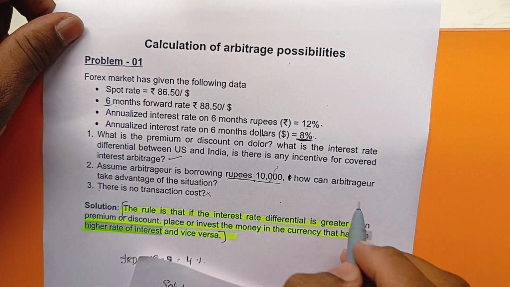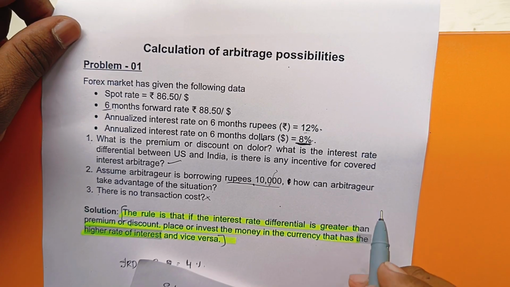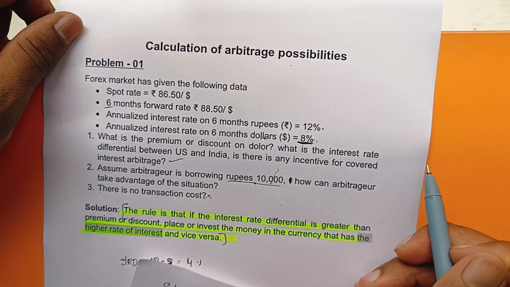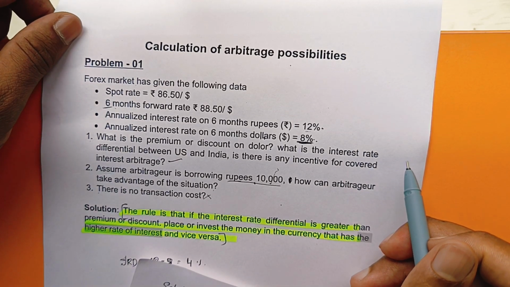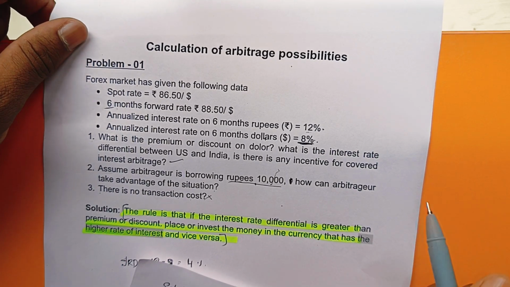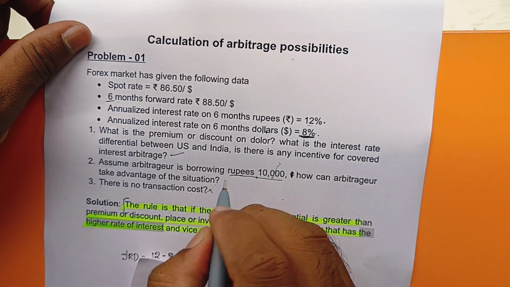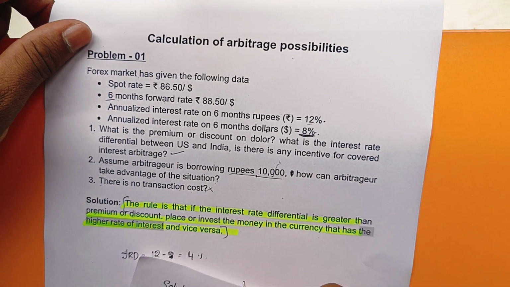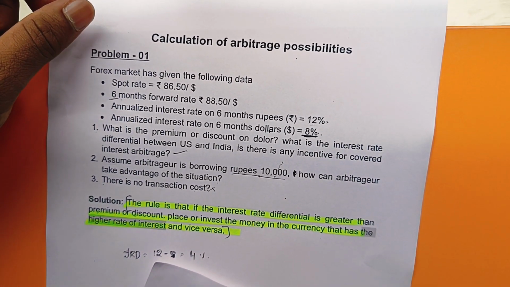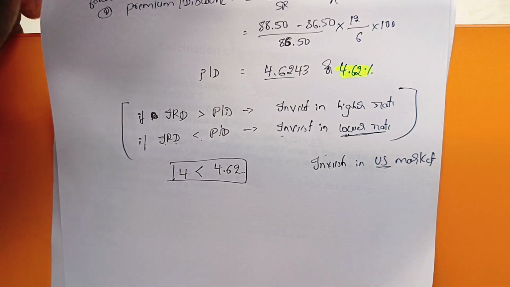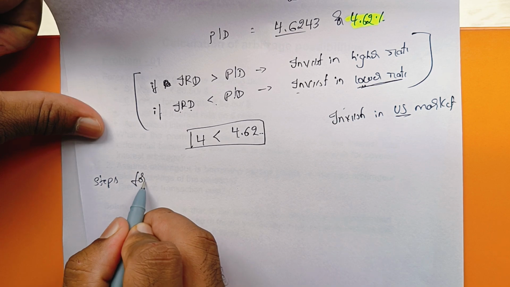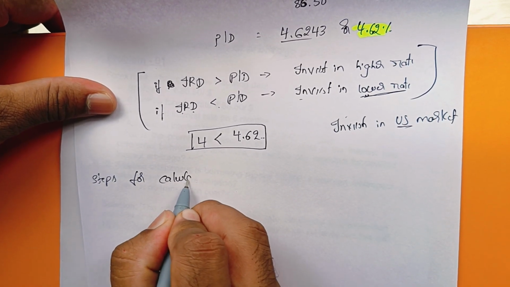Who is an arbitrager? The person who is going to take the advantage of price differential. Price differential is nothing but he is going to buy where the market price is lower and he is going to sell where the market price is higher. Then he is going to make some profit out of this price differential. Then they ask how he is going to make the profit. Then there are certain steps for the calculation. First one, write down steps for calculation.